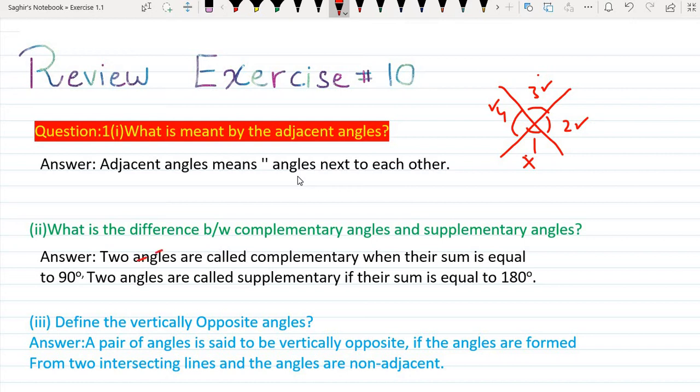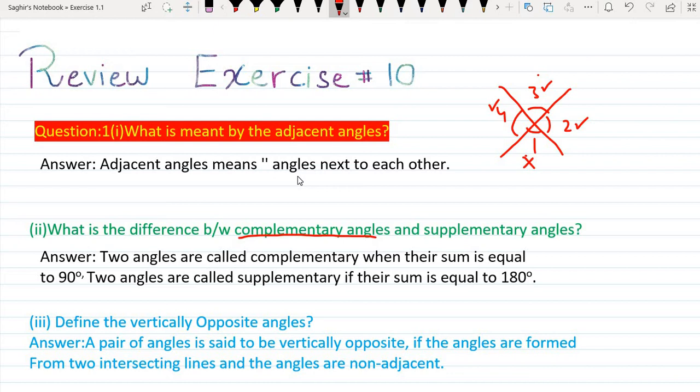Now, what is the difference between complementary angles and supplementary angles? We already defined them. The angles whose sum is equal to 90 degrees are called complementary, and the angles whose sum is equal to 180 degrees are called supplementary angles. So two angles are called complementary when their sum is equal to 90. Two angles are called supplementary if their sum is equal to 180.